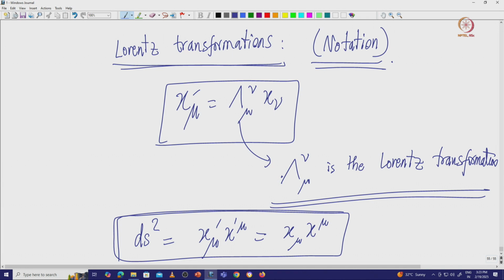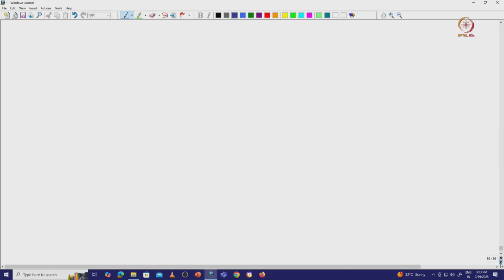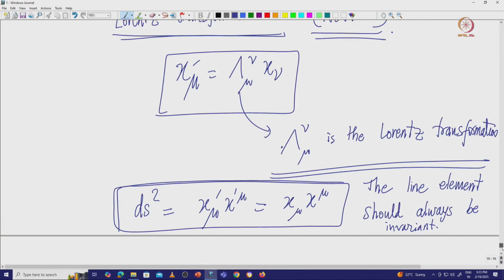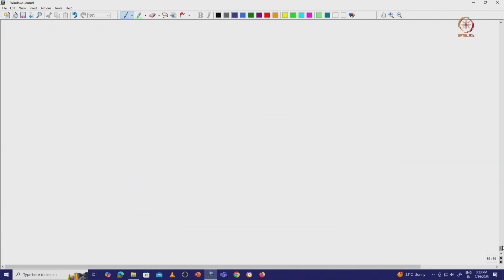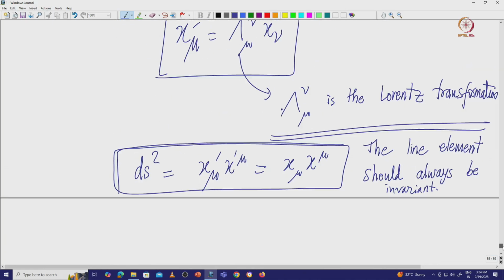This is the condition on a generic Lorentz transformation, that the line element should always be invariant. So, with this we can now introduce some notation. This is called Einstein tensor notation.